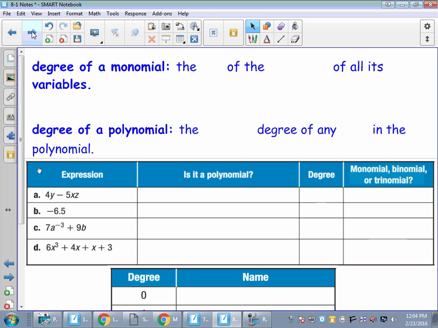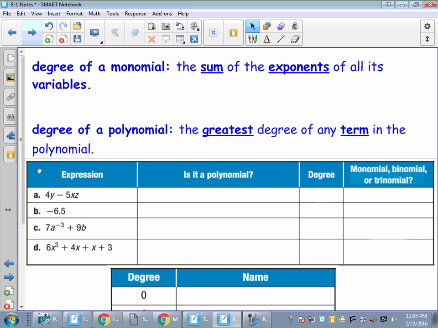Degree is a way that we can rate these polynomials. So degree is different than calling it a trinomial. A trinomial is how many terms it has, but the degree is the actual exponents. It has to do with the exponents of the variables. So if you add up the exponents of the variables of the monomial, then you get that monomial's degree. To figure out the degree of a polynomial, the biggest one wins. The greatest degree of any term in the polynomial.